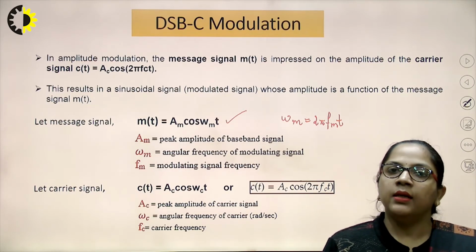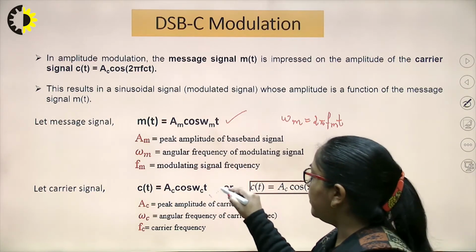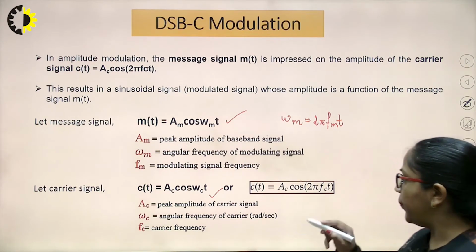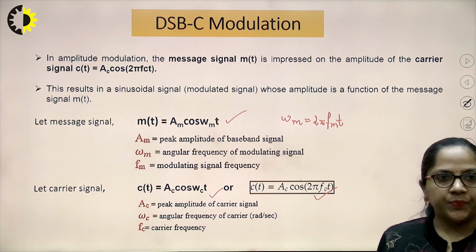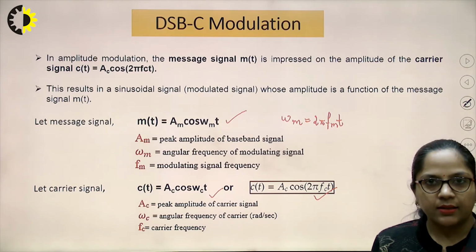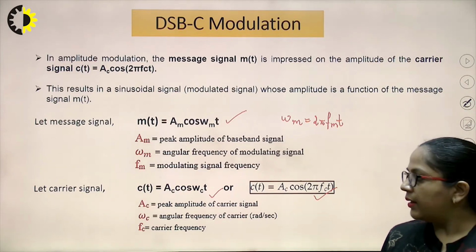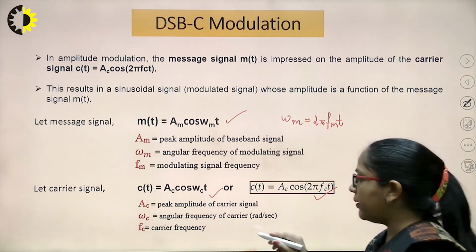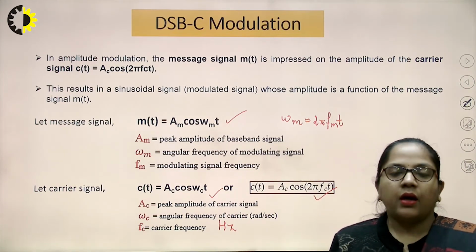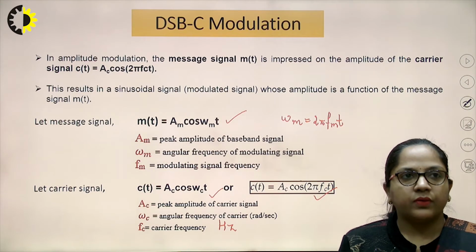Similarly, we can represent the carrier signal, a high frequency periodic waveform, mathematically as c(t) = Ac cos ωc t, or c(t) = Ac cos 2π fc t, where Ac is the carrier or maximum amplitude of the carrier signal, ωc is the angular frequency of the carrier signal in radians per second, and fc is the carrier frequency in hertz. So let us understand how we can impress the amplitude of the message signal on the amplitude of the carrier signal.